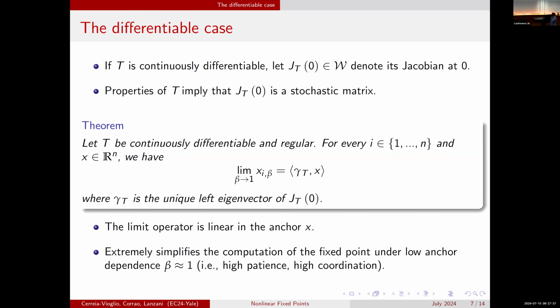The first result is for a particular case, the easy case, as we call it with Giacomo and Simone, which is the continuously differentiable case. So let me assume that T, on top of the three properties that I was considering before, is continuously differentiable. We actually just need continuous differentiability at 0 or at any constant. Given the monotonicity and translation invariance properties, this implies that the Jacobian of this operator is itself a stochastic matrix. So the rows of these Jacobians are positive and need to sum to 1.